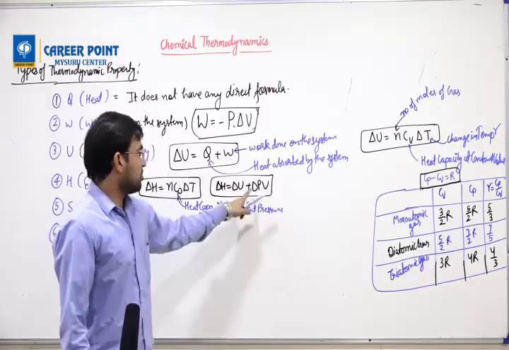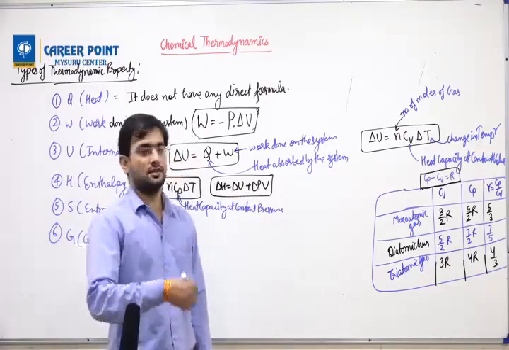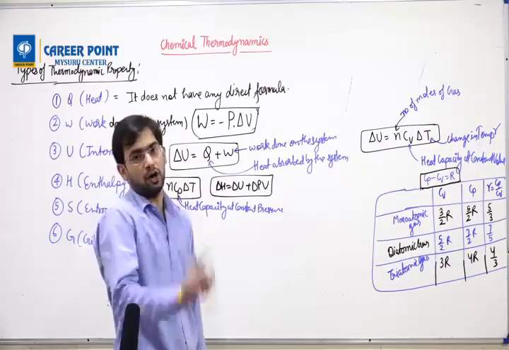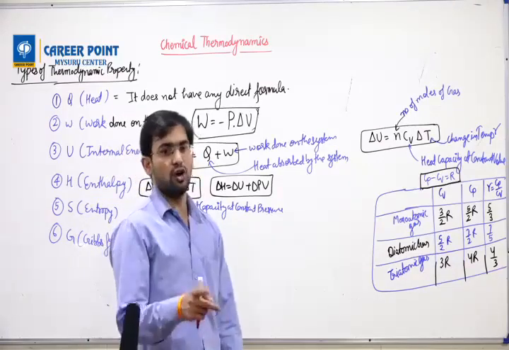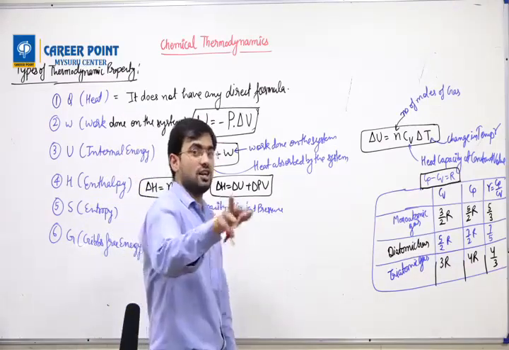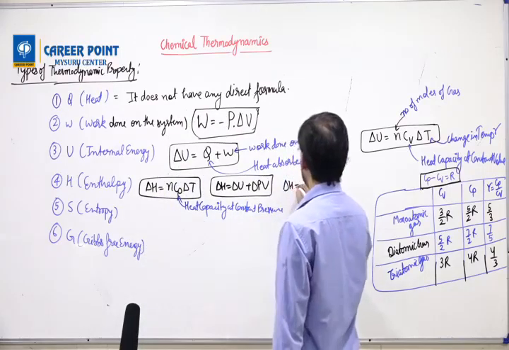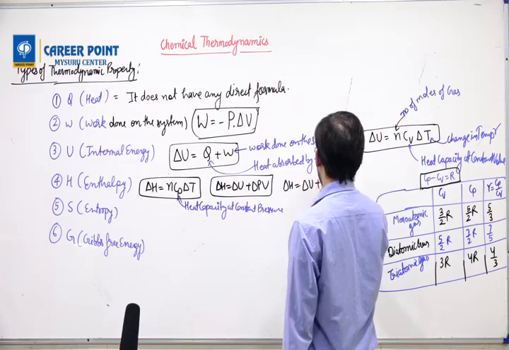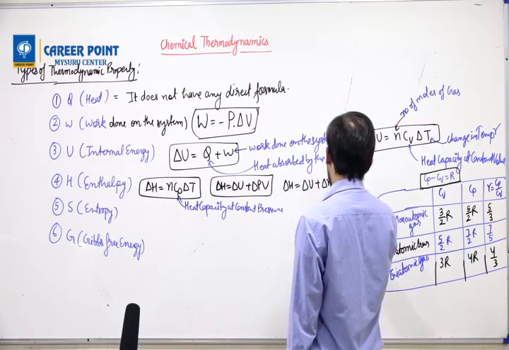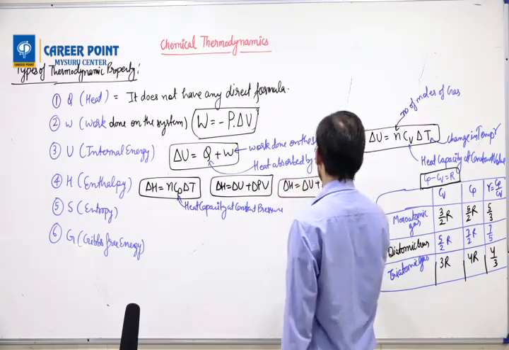Internal energy. P is what? Change in pressure, change in product of pressure and volume. Sometimes pressure changes, volume changes. If nothing is changing, not pressure and volume, there is one more formula, which is delta H equals delta U plus delta n g RT.